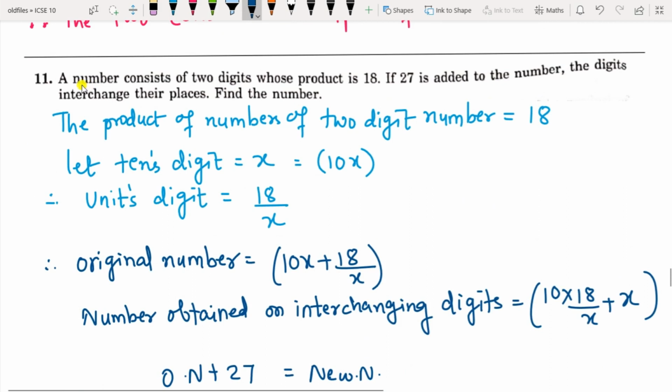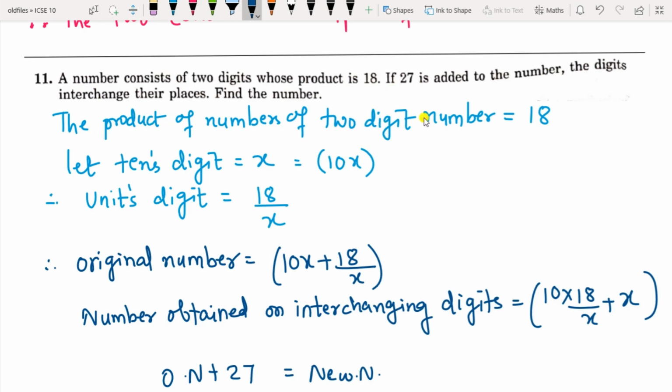Question 11 onwards are the important sums based on two-digit numbers, and then speed and distance, work hours and all. Those are the important questions, and these questions will be asked in the exam for 4 marks. A number consists of 2 digits whose product is 18.